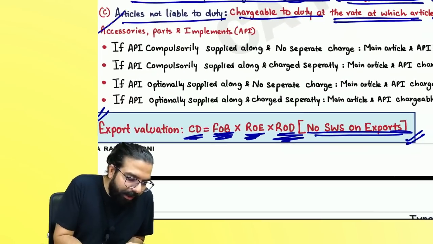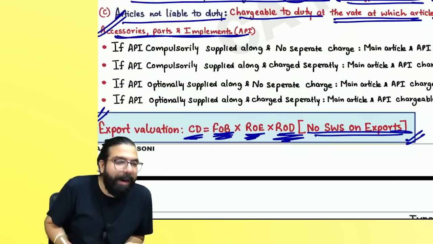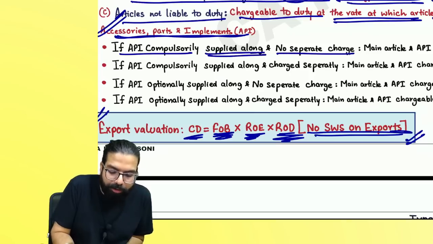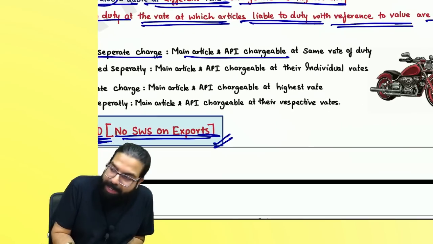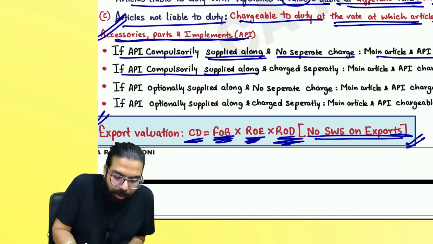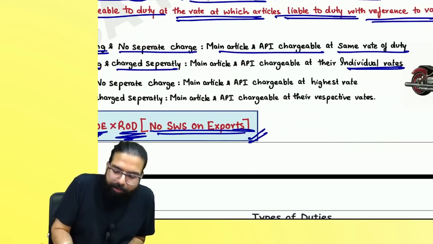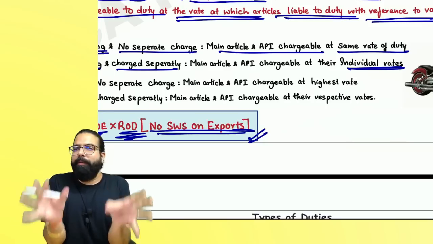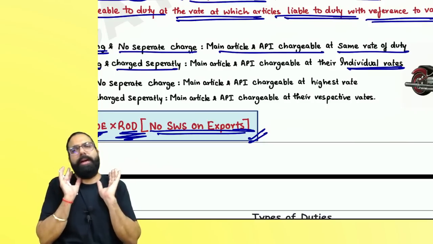The next one over here is, if you have gone and imported accessories, parts and implements, remember one thing: if accessories, parts and implements are supplied along and there are no separate charges, the main article and the accessories, parts and implements will be chargeable at the same rate. Sir, if they are compulsorily supplied along but separately charged, then Baba, the individual rate will be applied. Compulsorily supplied along but individual rates are there, so individual value is there, individual rate will be applied.